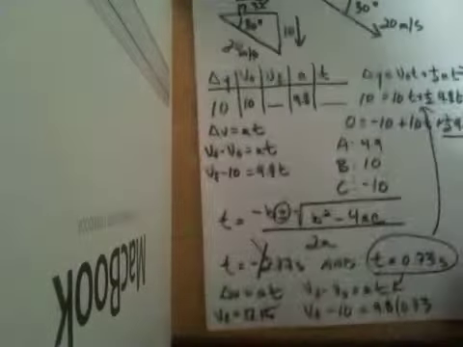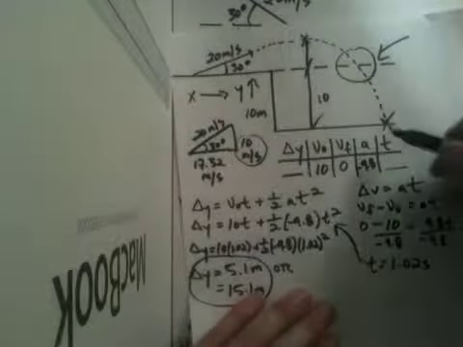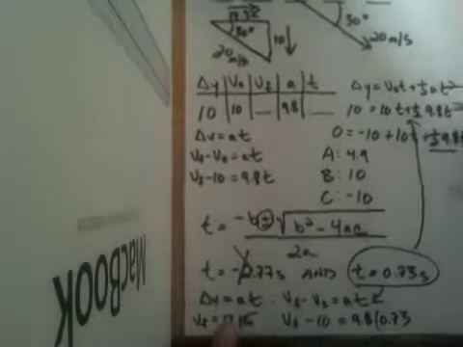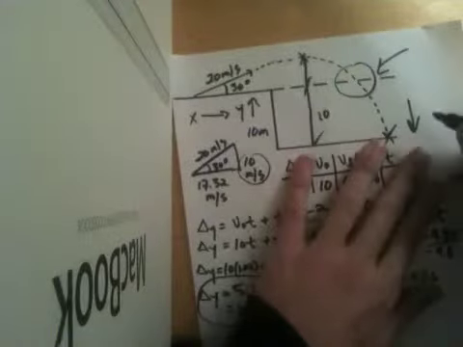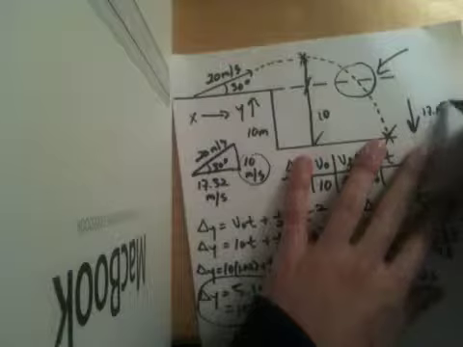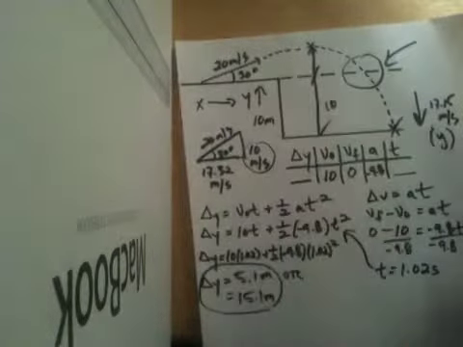17.15. Now let's recap what we just figured out. We were dealing only with the y direction, and we determined that it impacts in the y direction down here at 17.15 meters per second. So that impacts 17.15 meters per second, and that's only in the y direction.